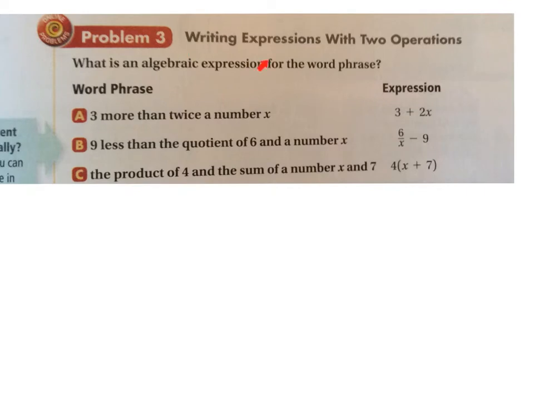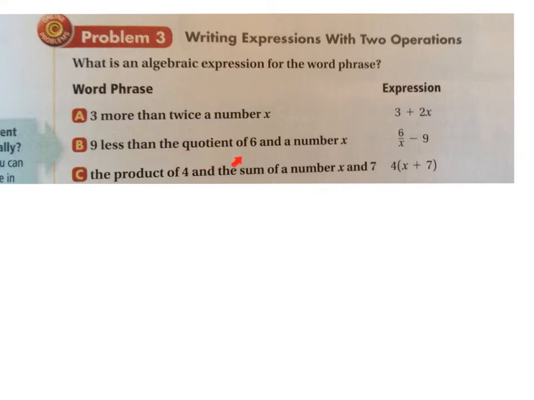Okay, we can also write expressions with 2 operations. That's fun, right? What is an algebraic expression? Again, no equal sign because we're doing an expression for the word phrase. So 3 more than twice a number x. So twice a number x, that's your 2x. 3 more than is to add 3 on. Now you could have also put in 2x. You could have also put 2x plus 3. Alrighty.